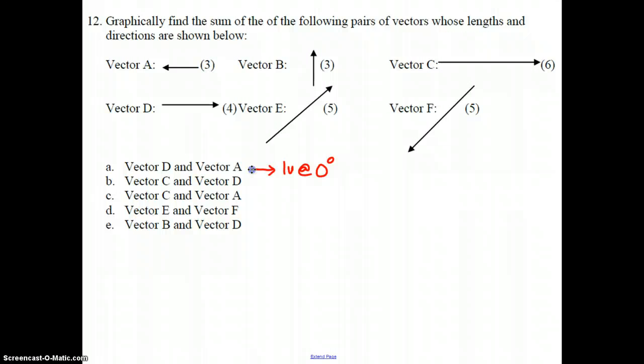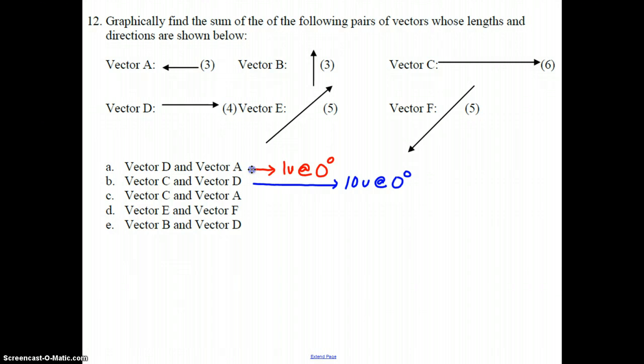Vector C and vector D are at 0 degrees to each other. That means their magnitudes combine and produce a maximum value. And so the resultant for choice B here would be a vector that is 10 units long, and both vector C and vector D are at 0 degrees. So the resultant would also be at 0 degrees.